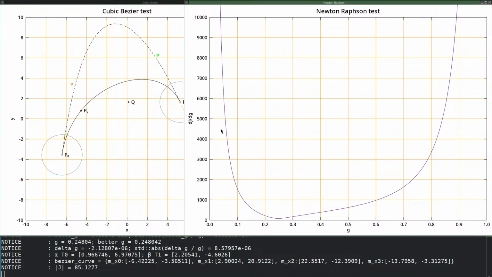So the jolt. And it is a minimum here at 0.2 something, 0.24-ish. Yeah, and the G that is found was 0.248. It's almost halfway, I guess.